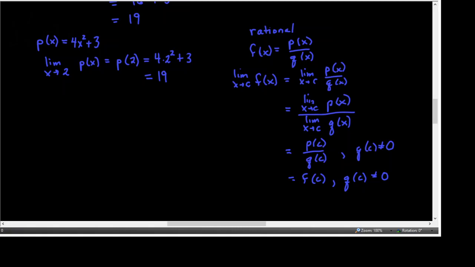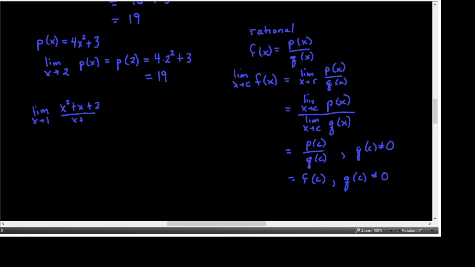All right, so let's do an example. So I can do that here in this empty space. The limit as x approaches 1 of the function x squared plus x plus 2 divided by x plus 1.